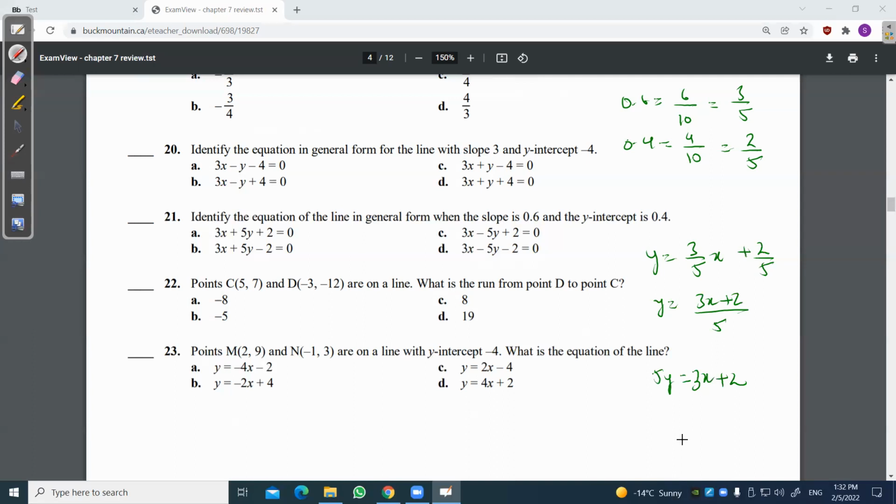When you move 5y to the other side, do you subtract it? Yes. So you subtract 5y from both sides, you'd get 3x minus 5y plus 2. This one, option C. Okay.